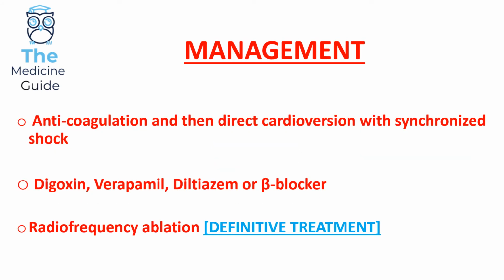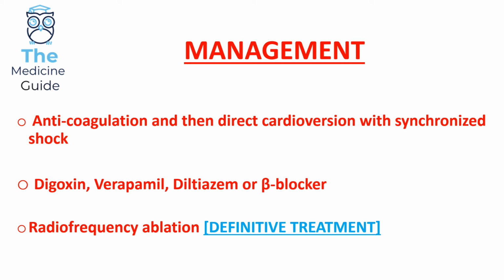Now, focusing on the management, we've got 3 possible methods of managing atrial flutter. The initial management of atrial flutter would involve anticoagulation and then direct cardioversion with synchronized shock, and this is performed to help restore the sinus rhythm. If the direct cardioversion was unsuccessful, or to maintain sinus rhythm after successfully cardioverting these patients, we would need to consider medical management like digoxin, verapamil, diltiazem, or beta blocker.